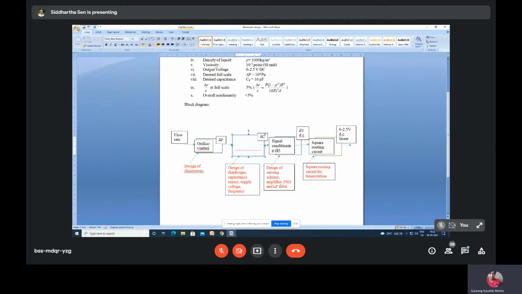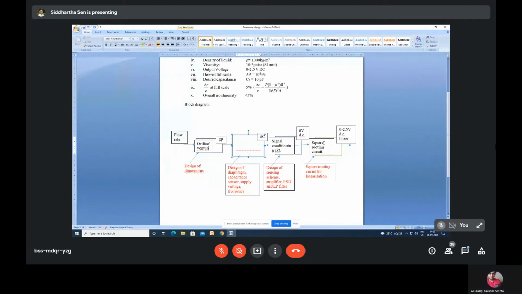That means how to employ, whether it is a bridge or a capacitance amplifier, and their modulations and the low pass filter, all the things have to be done so that delta V is a DC voltage we obtain. And we must design the sensing scheme, amplifier, phase sensitive detector, low pass filter, these are the tasks here.